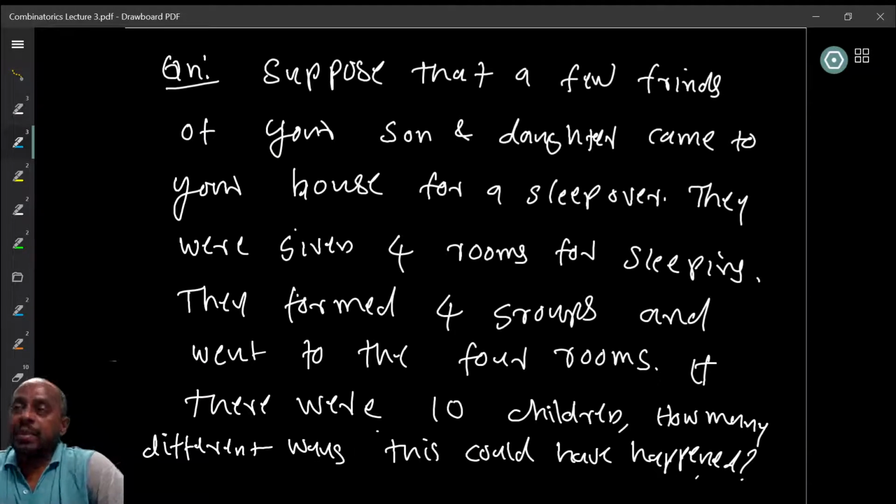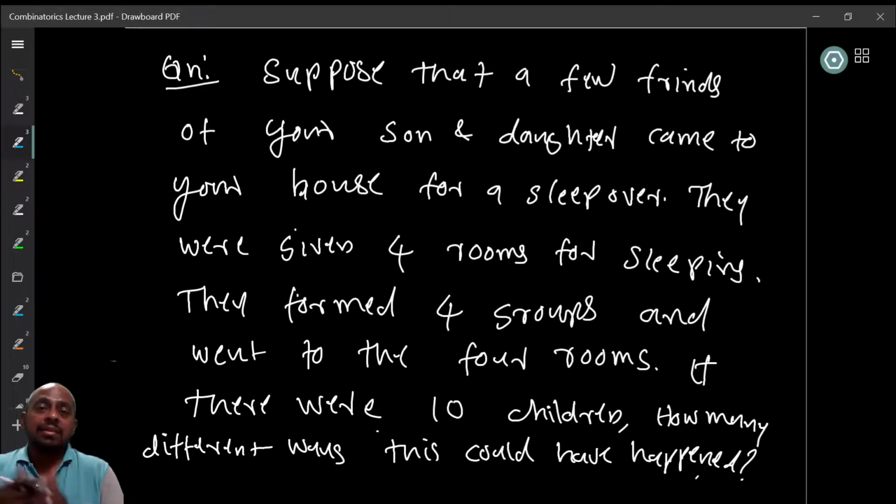Now, here is another interesting question that we want to look at. Suppose you have some kids, maybe a son and a daughter, and you invite their friends to come for a sleepover. So they come and stay for a night. Their friends arrive, and there are a total of 10 kids, the children and their friends together.